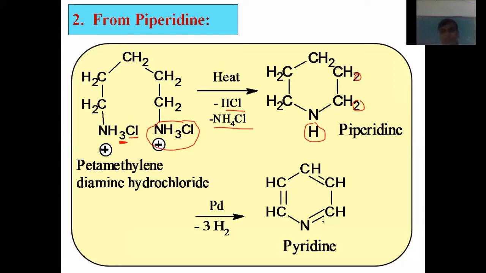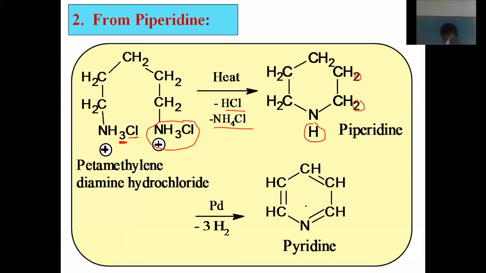Thus we can synthesize pyridine from piperidine. First, pentamethylene diamine hydrochloride, when strongly heated, undergoes cyclization and we get piperidine. On further dehydrogenation with palladium, it loses 6 hydrogen atoms, that is 3 hydrogen molecules, and there is formation of a cyclic compound that is completely aromatic, having 3 pi bonds and 1 nitrogen atom, and this is nothing but our pyridine.